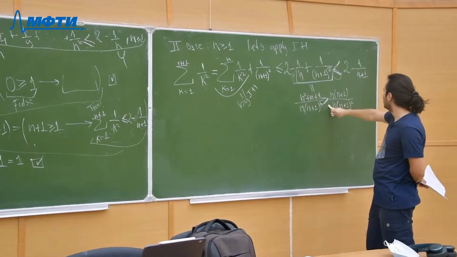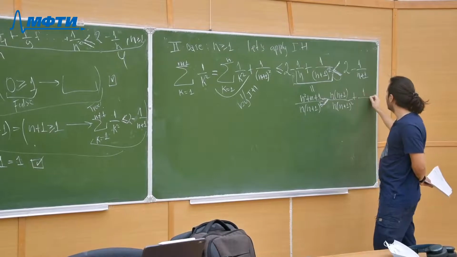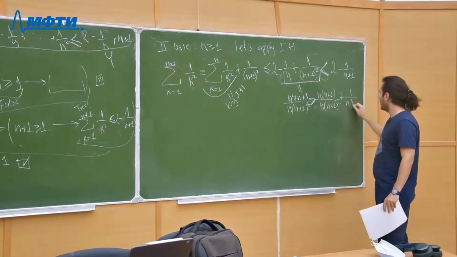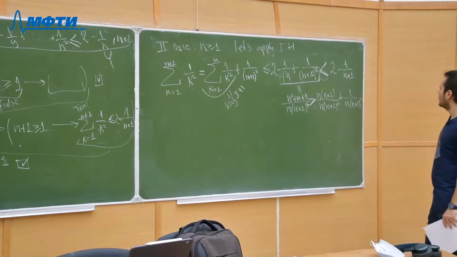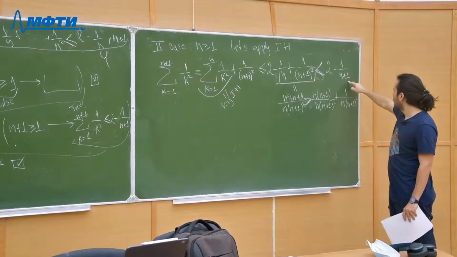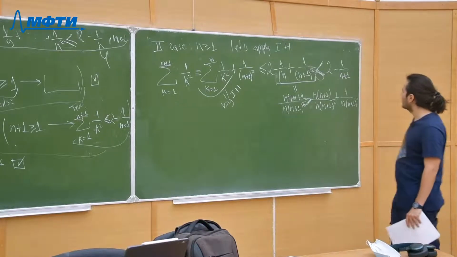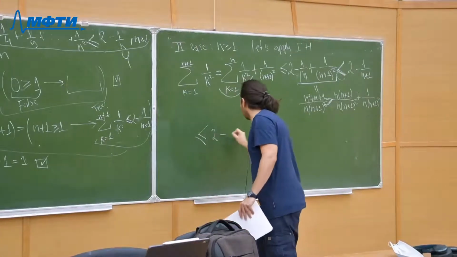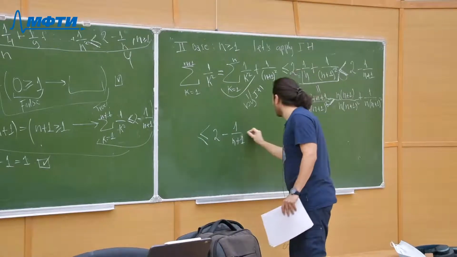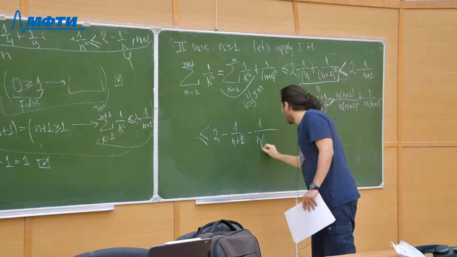Well, actually, this should be plus 1 over n plus 1 squared, and then I can write this minus something, so this will be 2 minus 1 over n plus 1 minus 1 over n times n plus 1 squared.